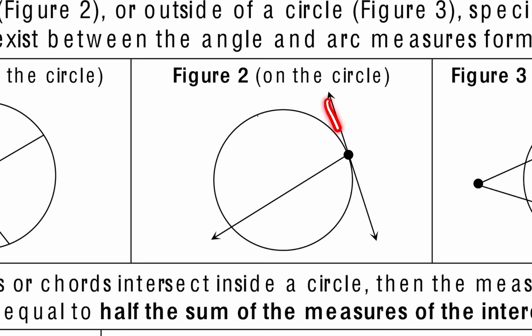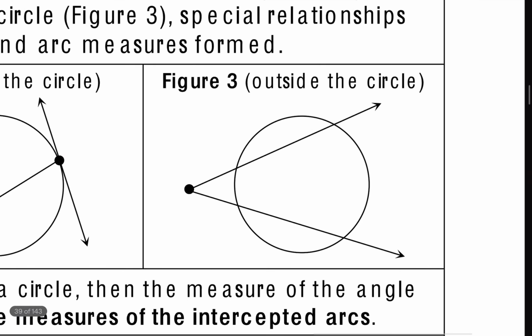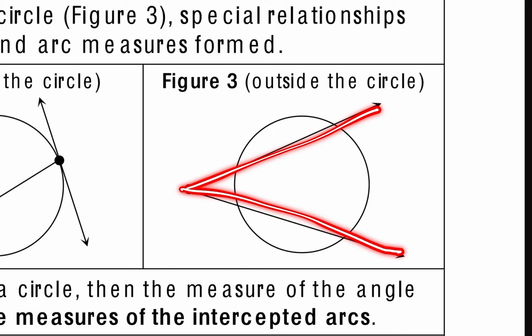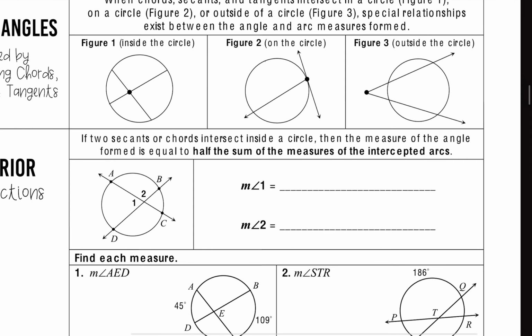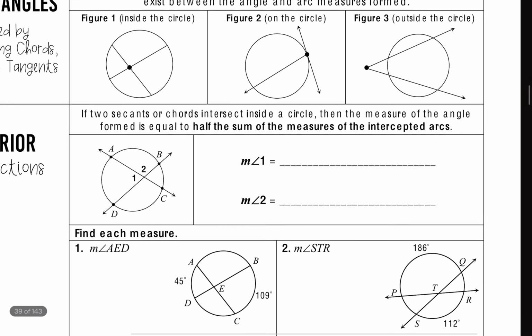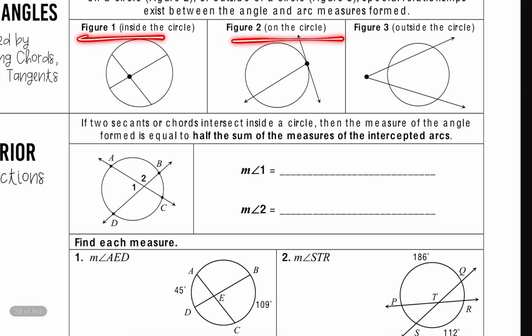Here you have a tangent line and a secant line intersecting on the circle. And then here you have two secants that are going to intersect outside of the circle, of course. So we're going to be looking at these three different intersections and identify how to find the corresponding angle measures or arc measures. Let's begin.